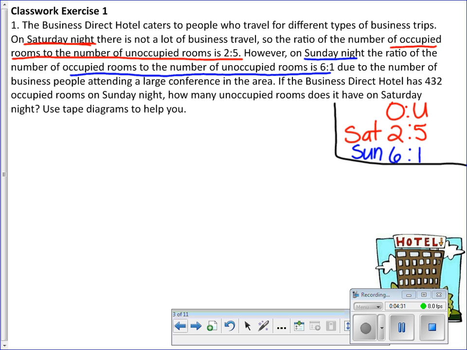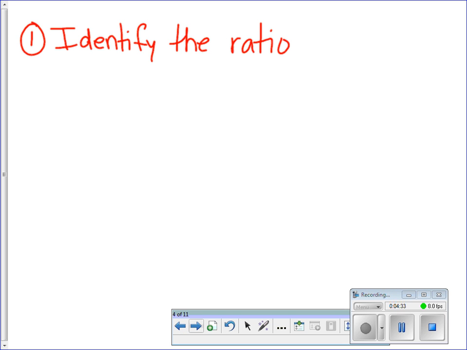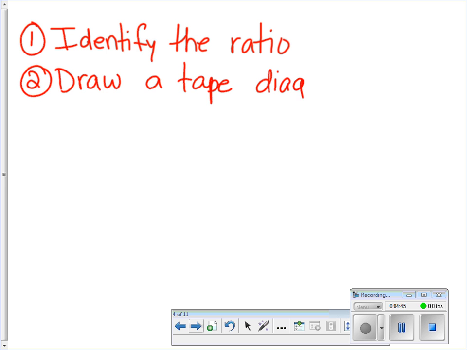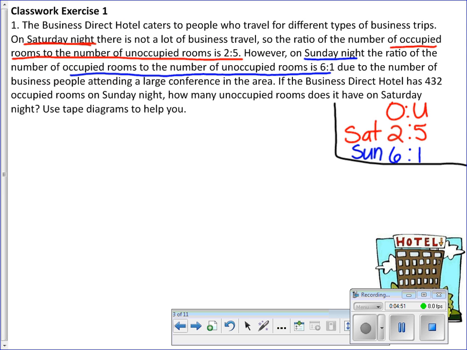So now that we have identified the ratio, what's our next step? Look at your notes from yesterday. What's step 2? Oh, that's right. Draw a tape diagram. So how many tape diagrams am I going to draw? 4. 2 sets, which will give me 4 rows. The tape diagram includes the 2. So the key here is to carefully label. So first, we're going to do Saturday night.